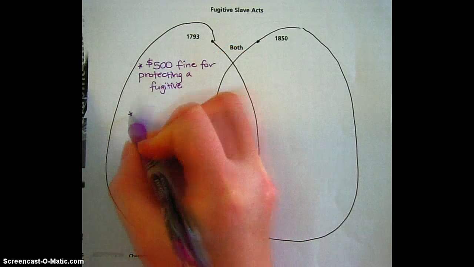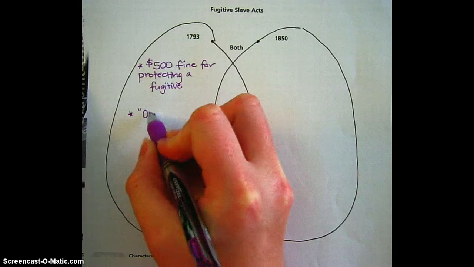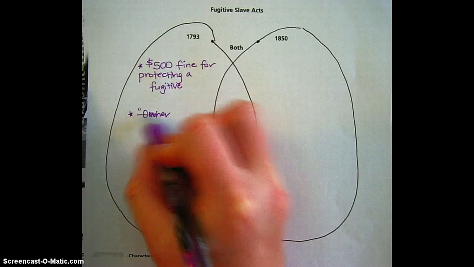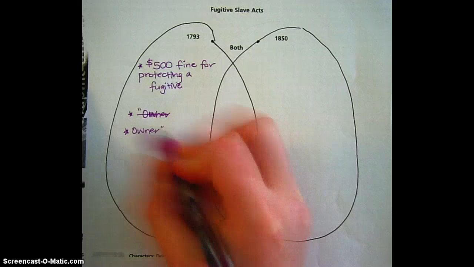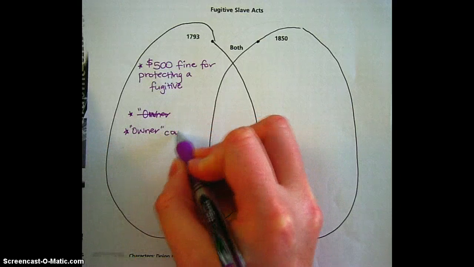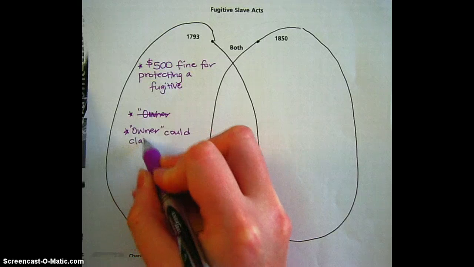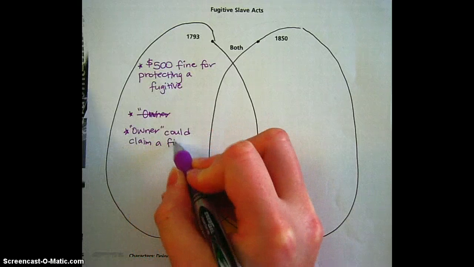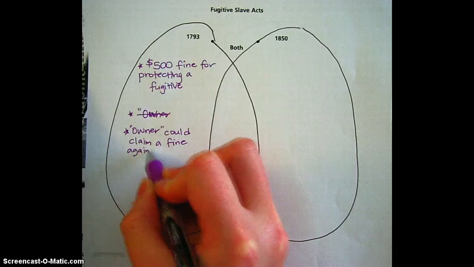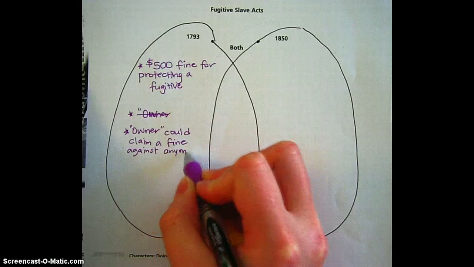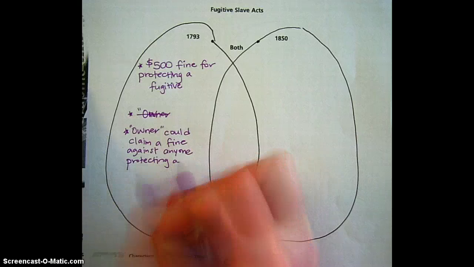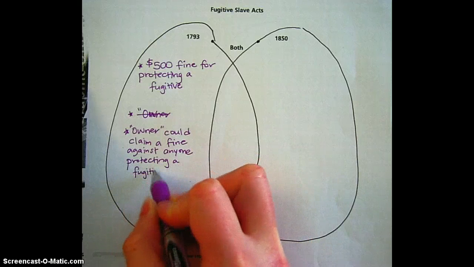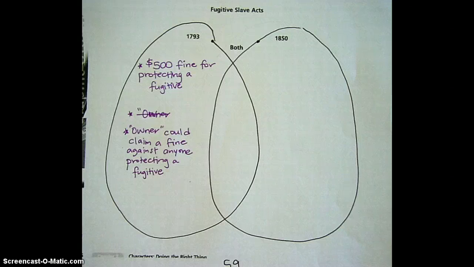So that's one. Also, that was terrible. Let me start over. An owner could claim a fine against anyone protecting a fugitive. So in 1793, you did not want to be someone who was harboring or housing a slave, a former slave.